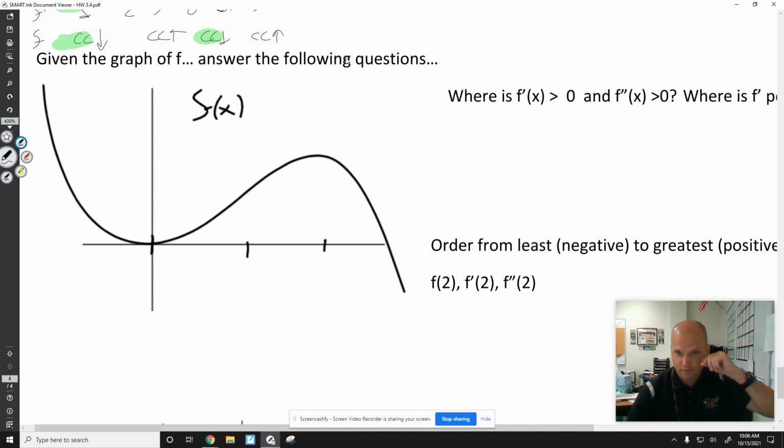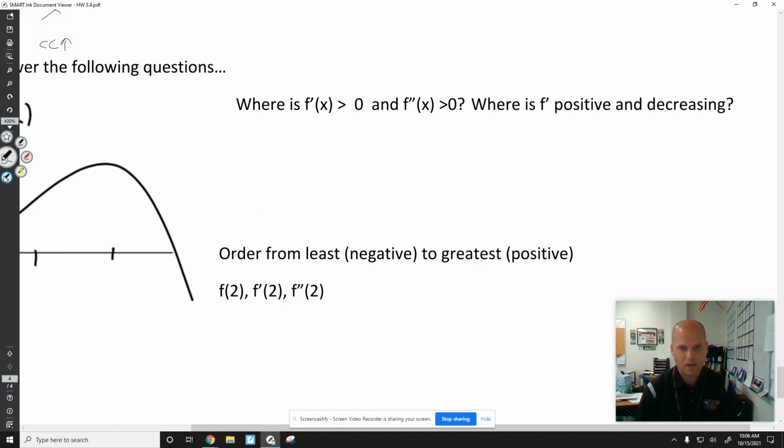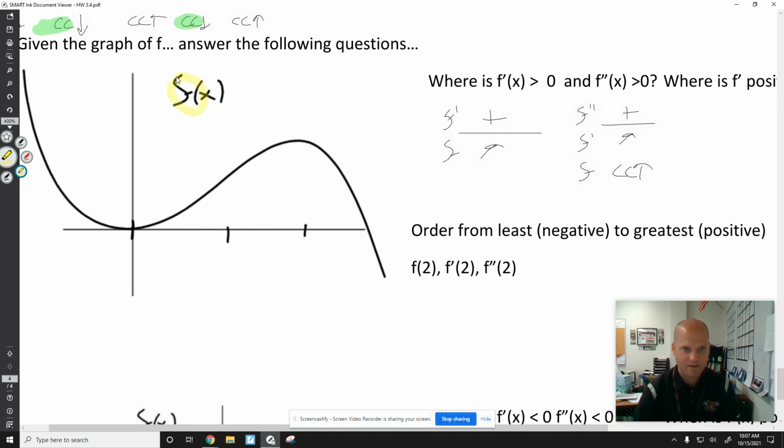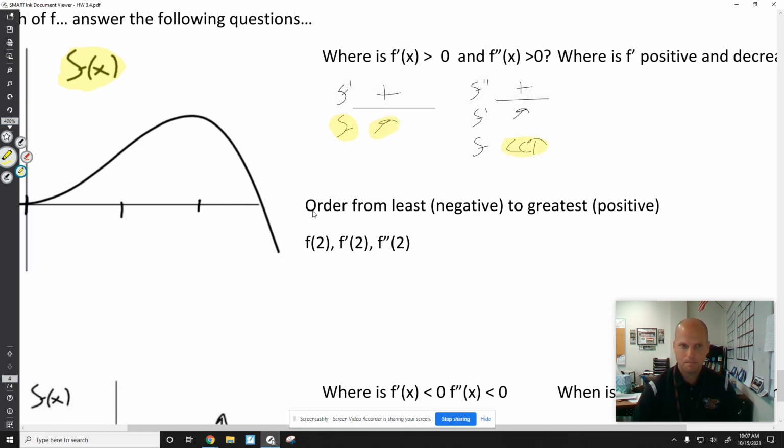Now I give you the graph of F. When is F prime positive and F double prime positive? Well, F prime positive means F must be going up. F double prime positive means F prime must be increasing, or F must be concave up. I change this question into: this is the graph of F, when is F increasing and concave up?